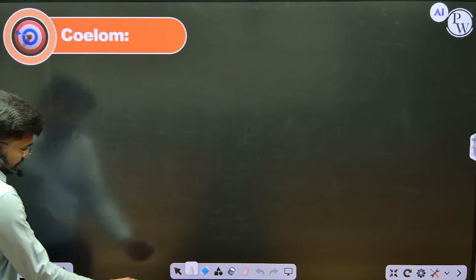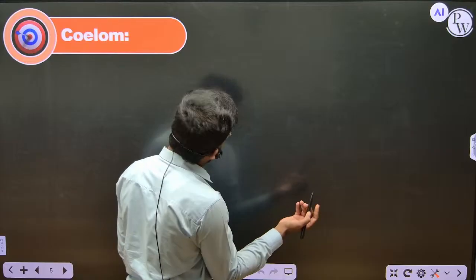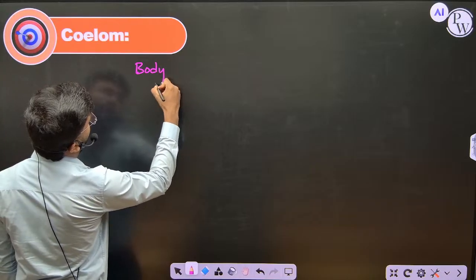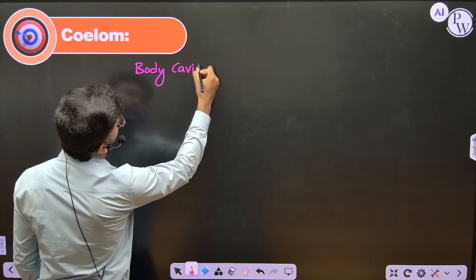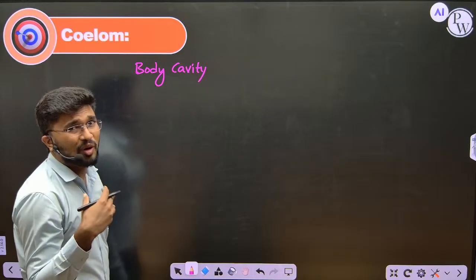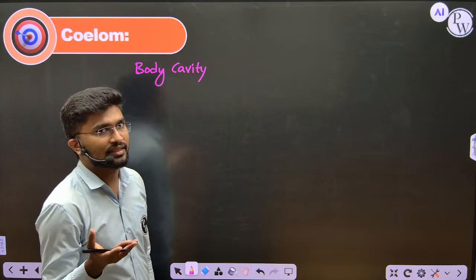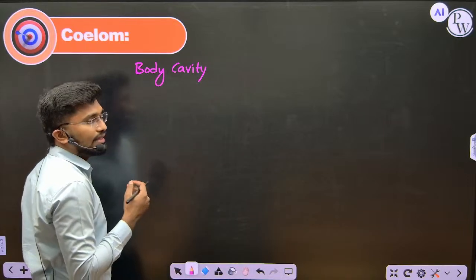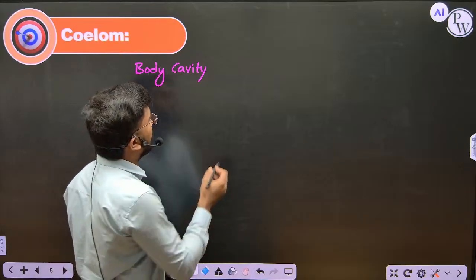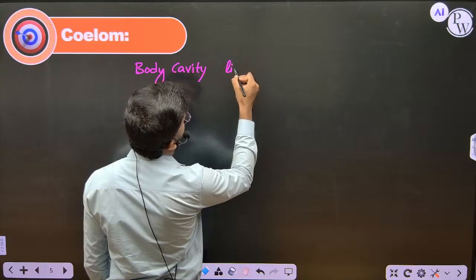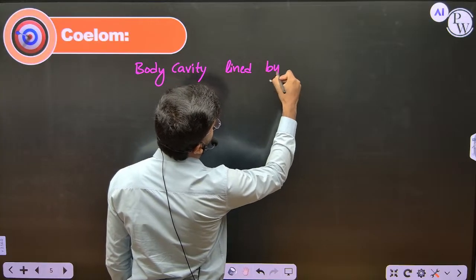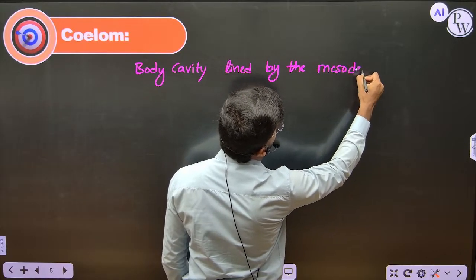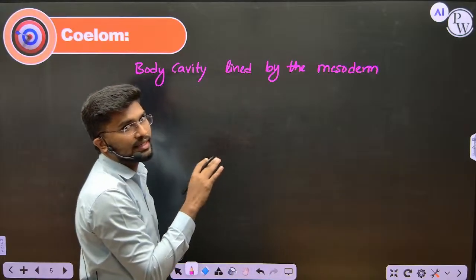What is coelom? Coelom is the body cavity. Shall I call all body cavities a coelom? No. NCERT gives one definition for the coelom: the body cavity which is lined by the mesoderm. This is called the coelom.